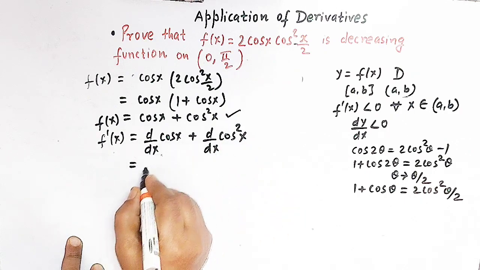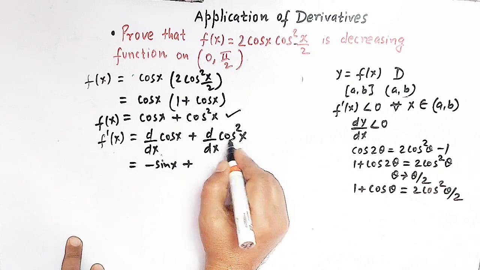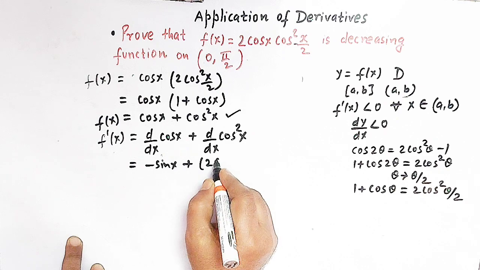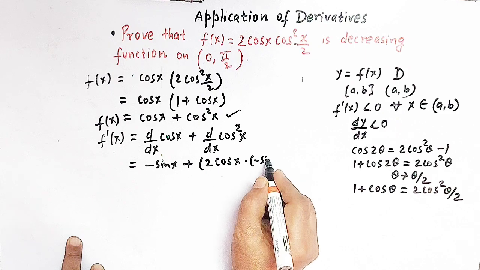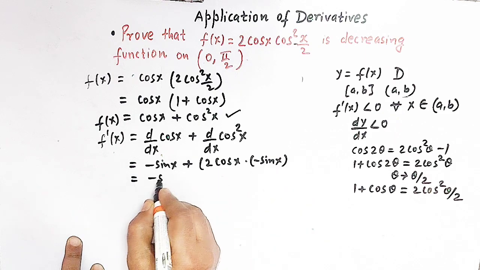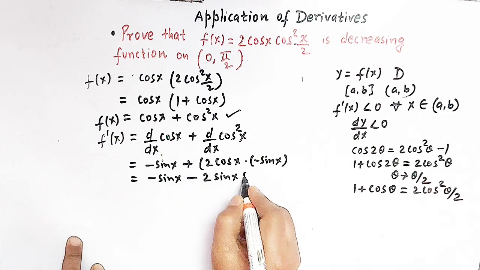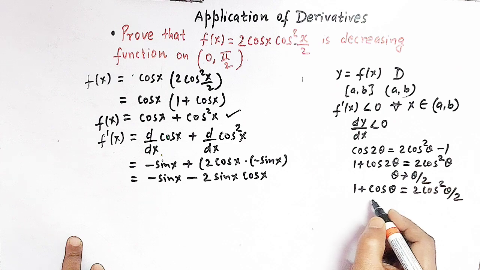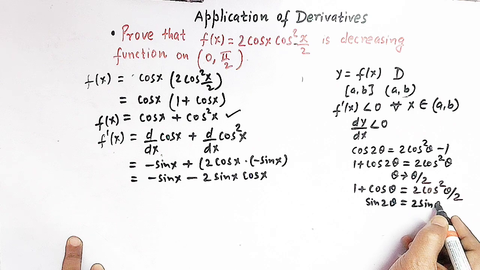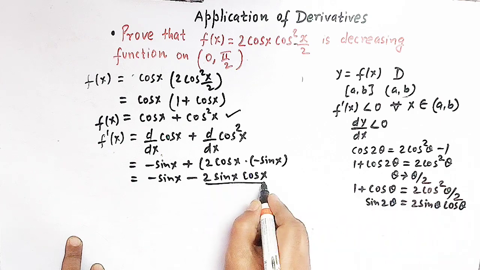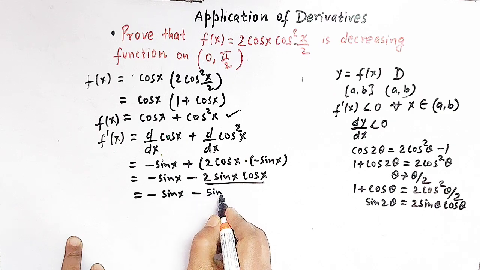Now the derivative of cos x is minus sine x, and here we have the derivative of cos squared x as 2 cos x, and then by chain rule the derivative of cos x is minus sine x. So now we have minus sine x, and here we have minus 2 sine x cos x. Now let us use this identity, that is sine 2 theta is equal to 2 sine theta cos theta. So here we can now write minus sine x, and then we have minus sine 2x.